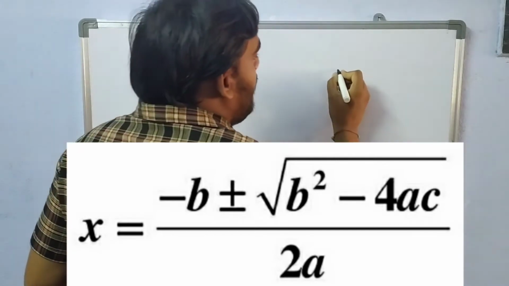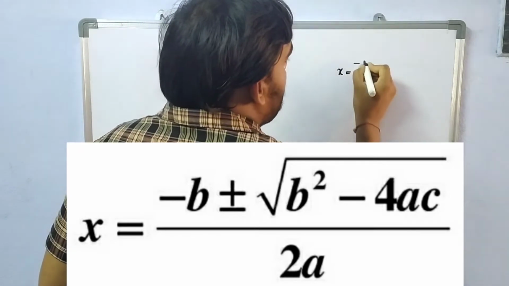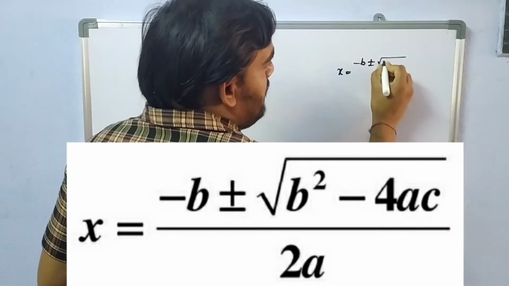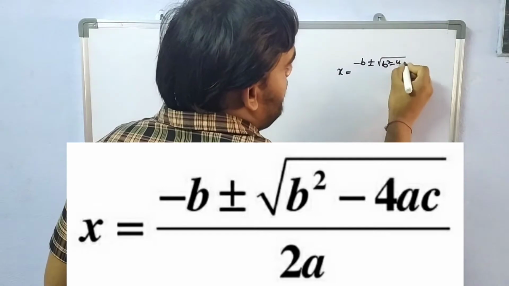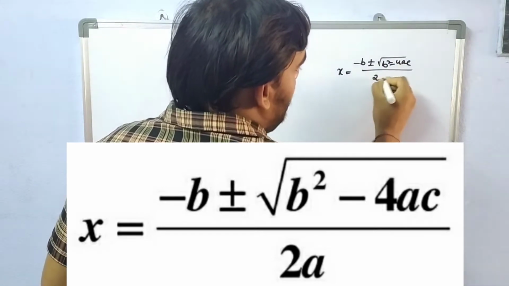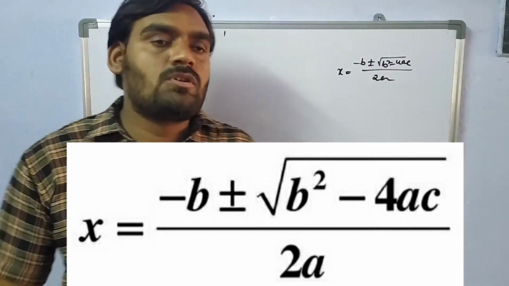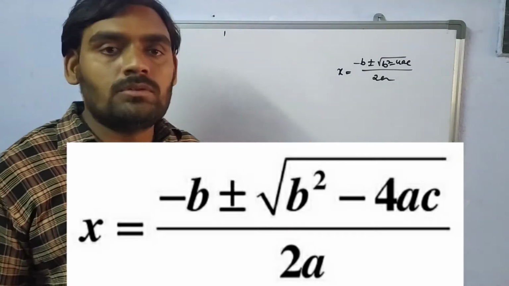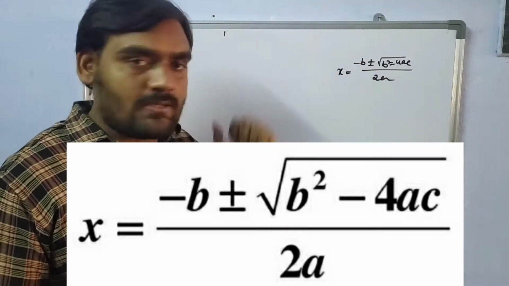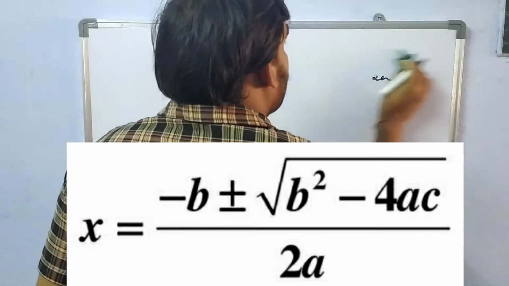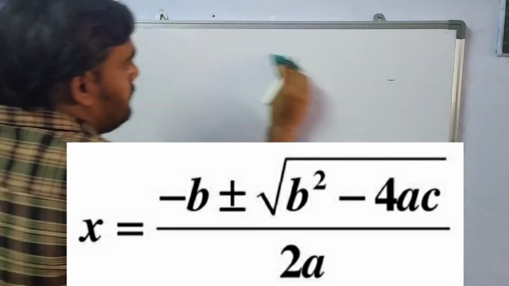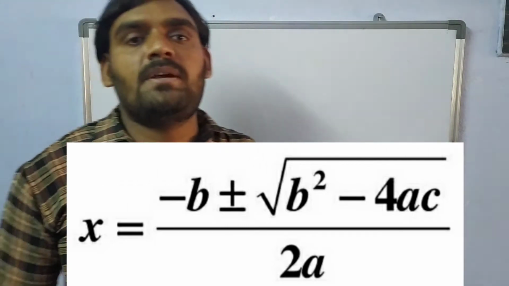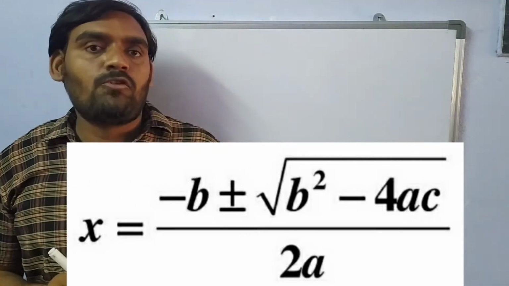If you are going to find roots of a quadratic equation by using the formula, that is minus b plus or minus square root of b square minus 4ac by 2a, we can find roots by using this formula also. Now in this class I am going to show how we can get this formula, minus b plus or minus square root of b square minus 4ac by 2a.